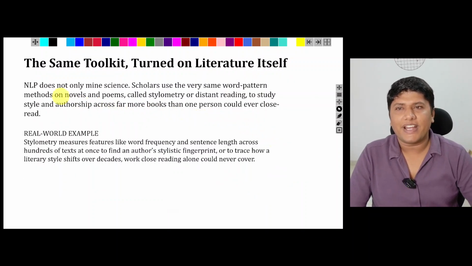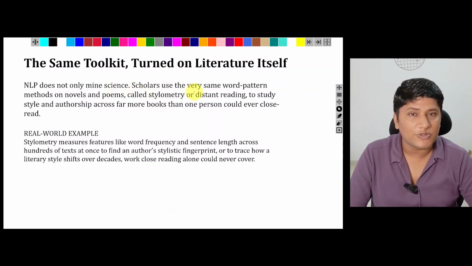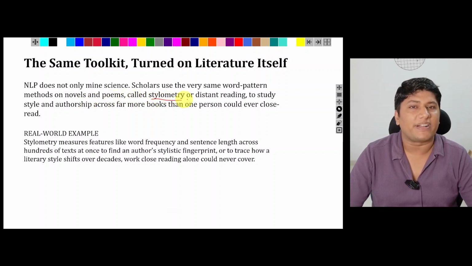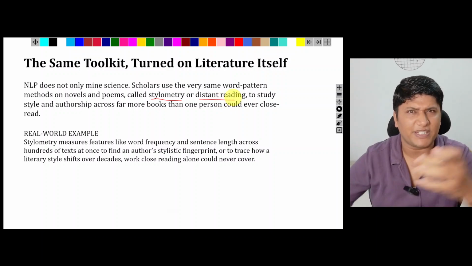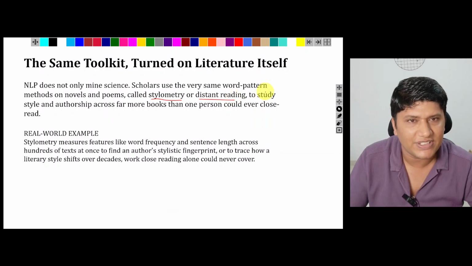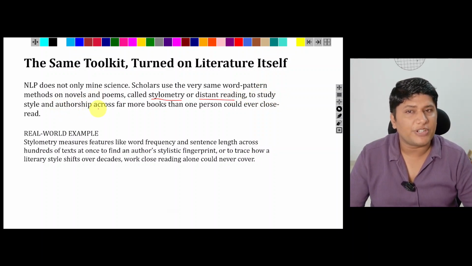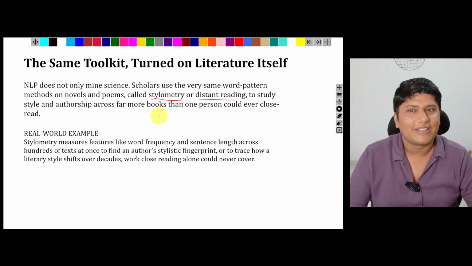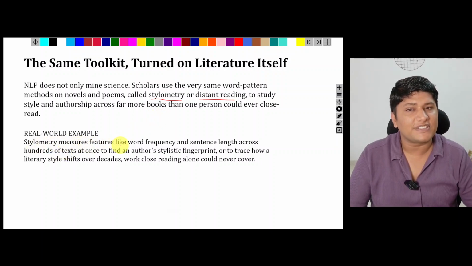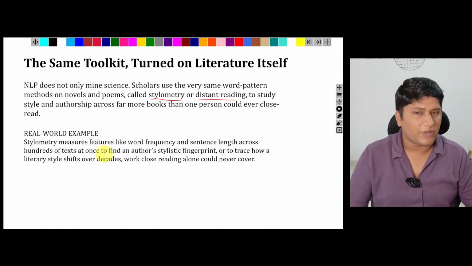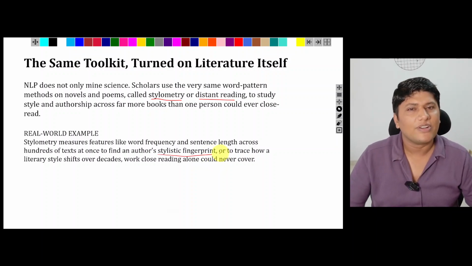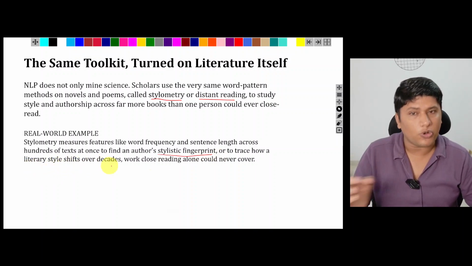So the idea is, it does not only mine science. Scholars use the very same word pattern methods on novels and poems, called stylometry or distant reading. We call it distant reading. That means you are just reading it from the top, trying to get a gist, to study style and authorship across far more books than one person could ever have read. Okay, and stylometry measures features like word frequency and sentence length across hundreds of texts at once to find an author's stylistic fingerprint, as we discussed, Robert Galbraith and J.K. Rowling, or to trace how a literary style shifts over decades.